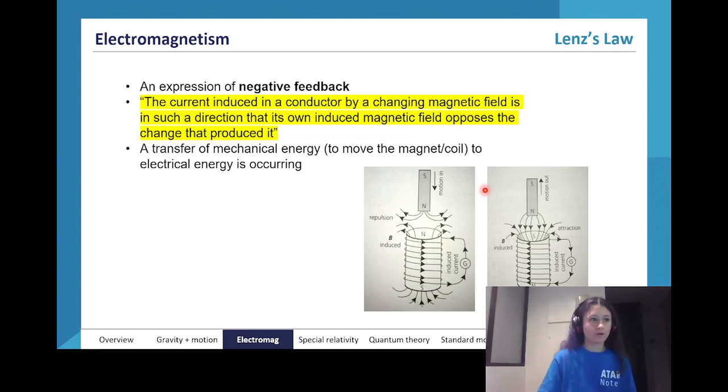So because of that, the direction of the current between these two images is going to change because now it wants to keep the magnet in there. So now this end is going to be the south because the direction of the current has changed. And it's going to pull the magnet back in. Okay, so that is basically the overview of Lenz's law and how it applies.